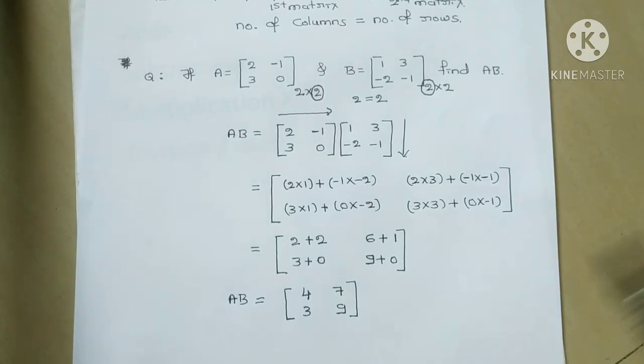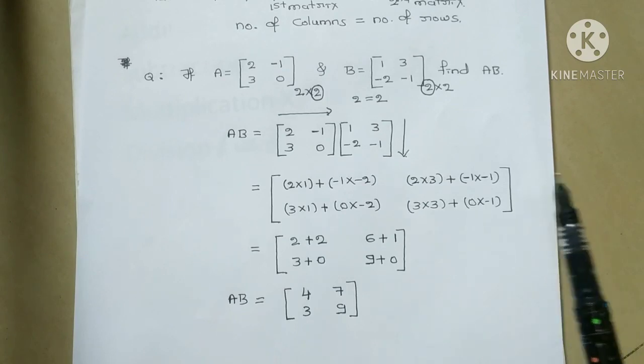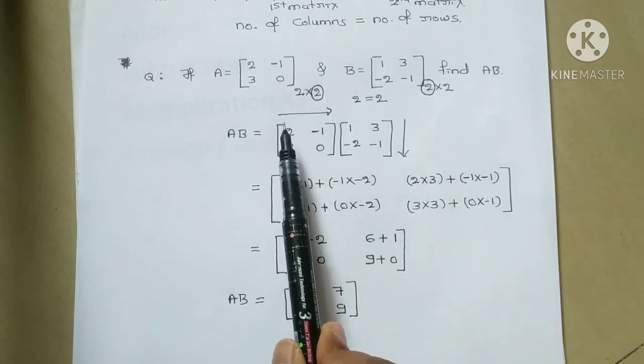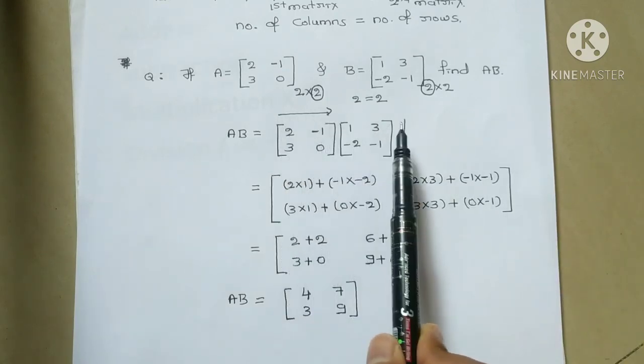So remember, in the second step, whenever you are multiplying any two matrices, always you have to go with rows with columns only. That is the rule.